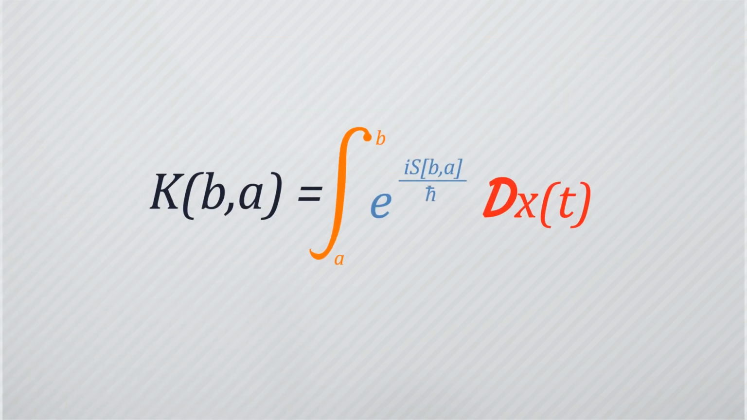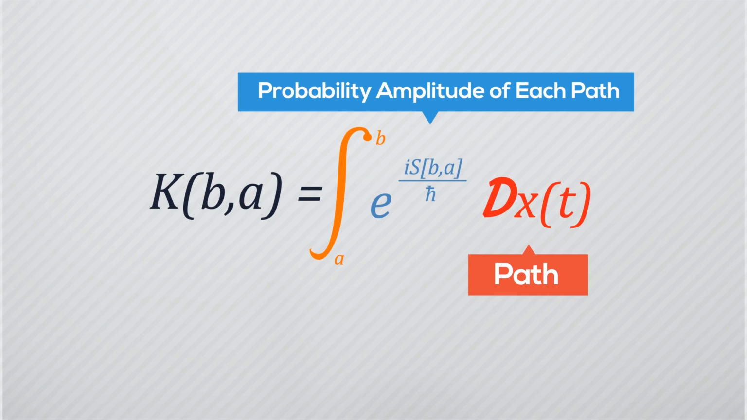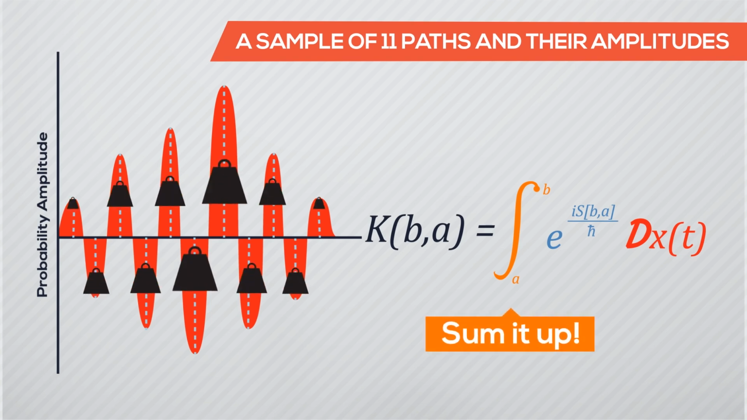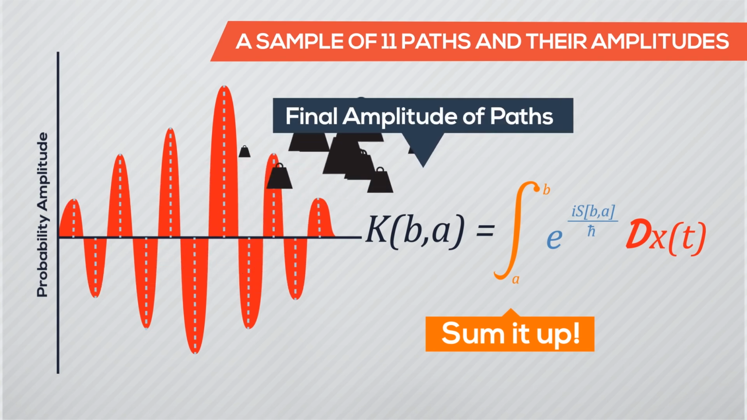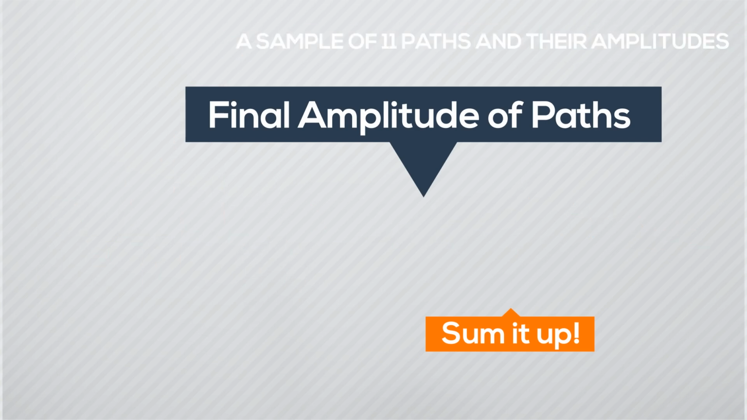In this equation, we have each path multiplied with this block, which indicates that path's probability amplitude. So, if a path has a greater probability amplitude, its weight is greater. Then you sum all of these up. As you sum them up, the paths with greater amplitudes have a greater contribution to the final sum of paths.